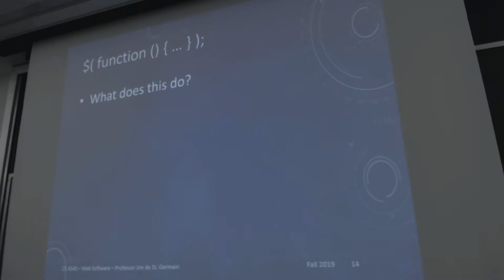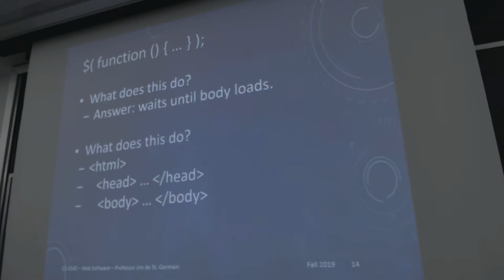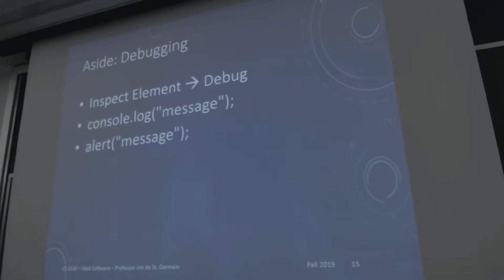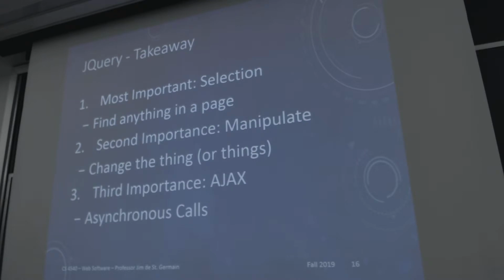Okay, so here we are. What does that do again? On page load, do this function when the page loads. That's right. When the body loads. This, what does this do? If we put the script, that's the same. If I put the script at the bottom of my HTML, that's the same as on page load. Here are the different versions, debugging. We use debugger, console log, alert, etc.